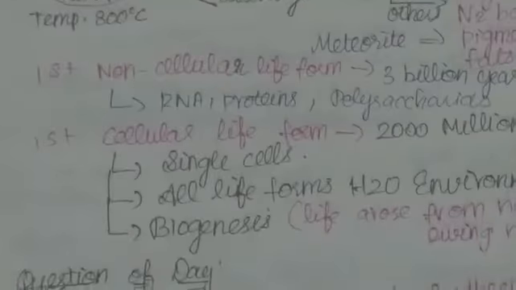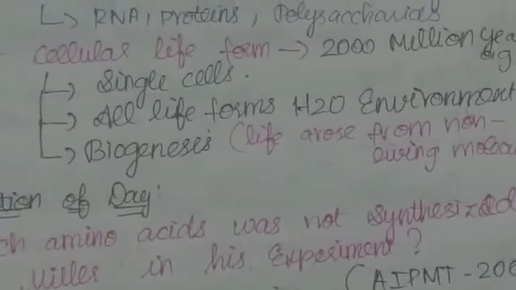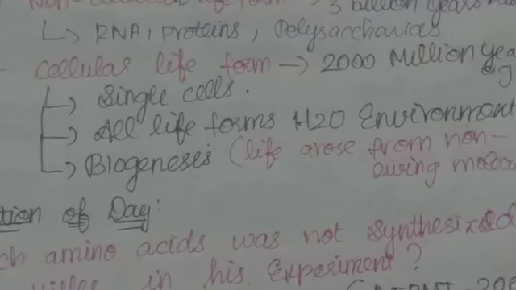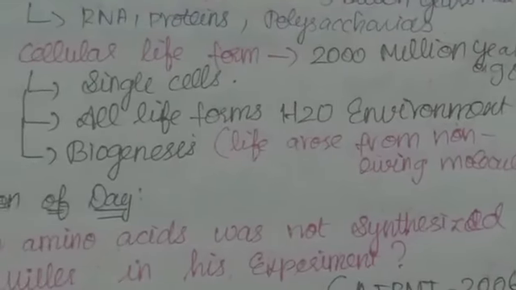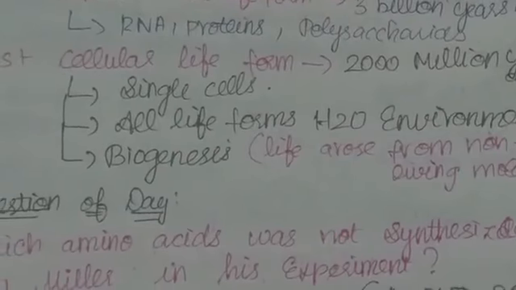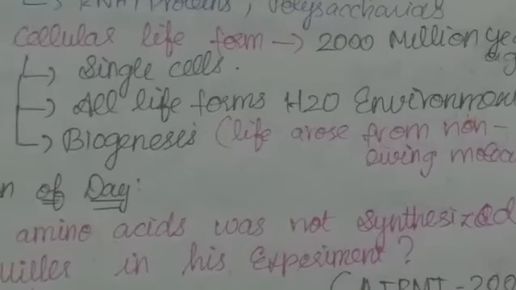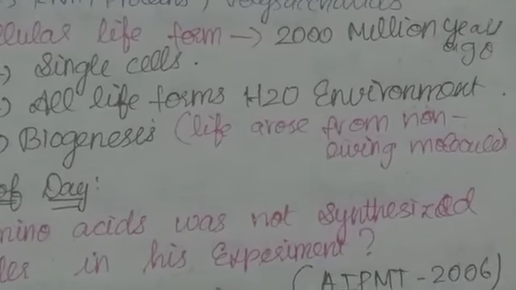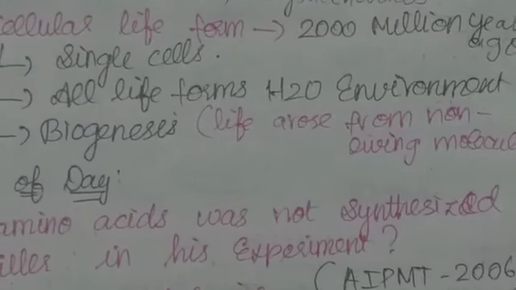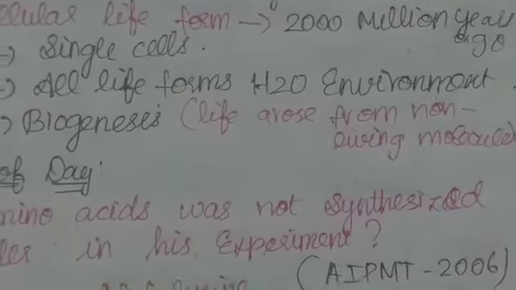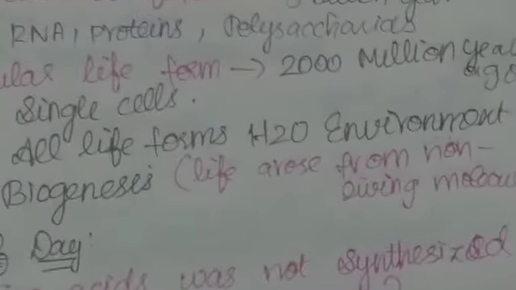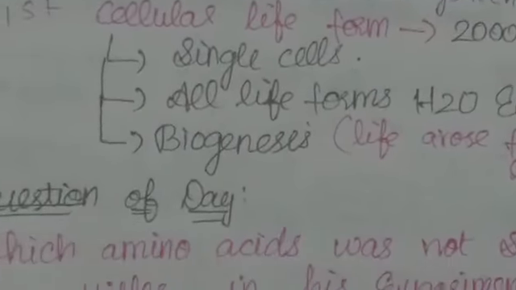The first cellular form of life appeared 2000 million years ago. Non-cellular is billion and this is million. See how vast the difference is. So the non-cellular life form originated first. Next, the cellular life form about 2000 million years ago. Cellular life forms included single cells and all life forms of the aquatic environment, and this supports the theory of biogenesis. What is biogenesis? Biogenesis states that life arises from non-living molecules. This is all about evolution, part 1.